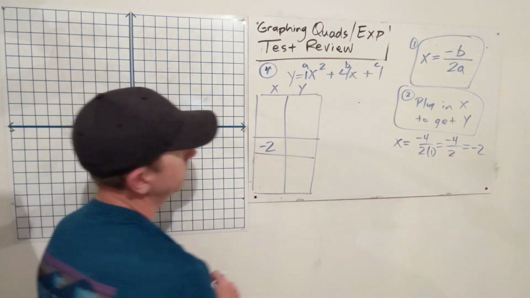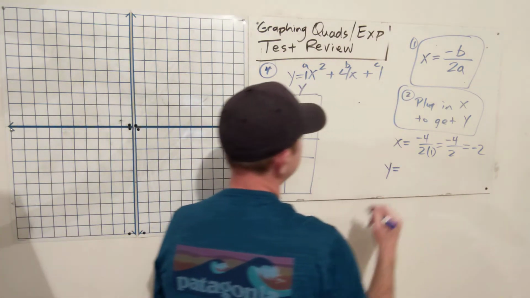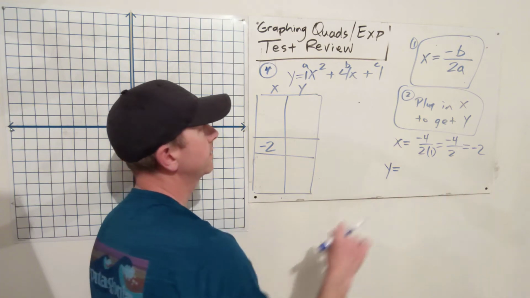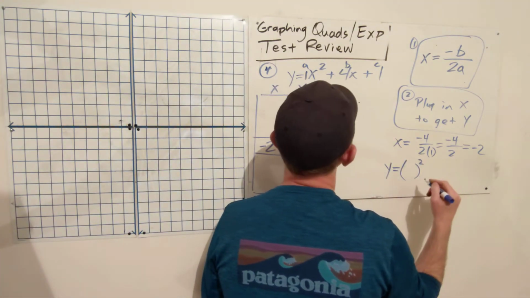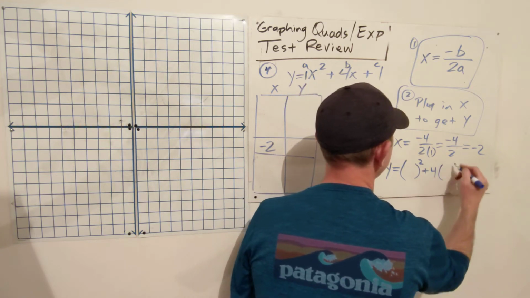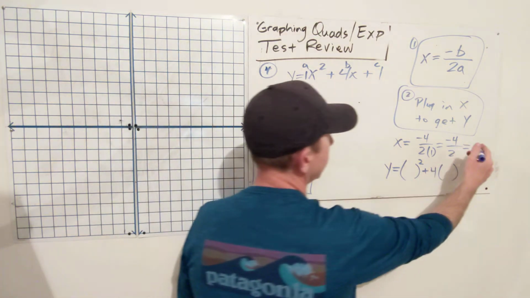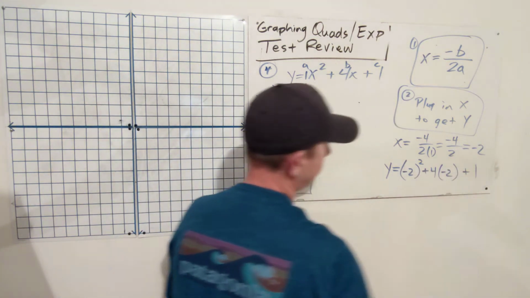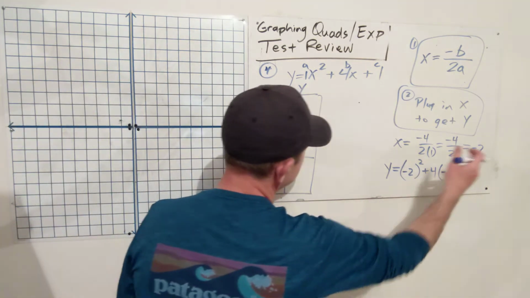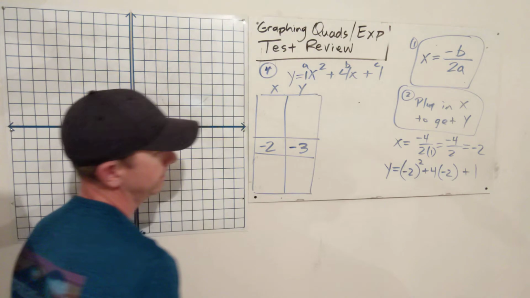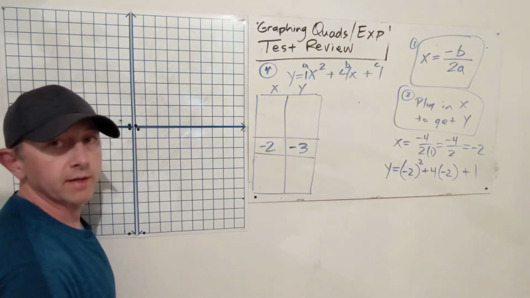Then from there, I'm going to take this and plug it in. So y is going to equal, and I would just type this whole thing into the calculator. So I'm going to go parentheses box squared, so x squared plus 4 times x, so another parentheses box, plus 1. I fill in the blanks with my negative 2 that I just found. When I do that, use your calculator, we should get a negative 3. So that tells me that my vertex is at negative 2, negative 3.